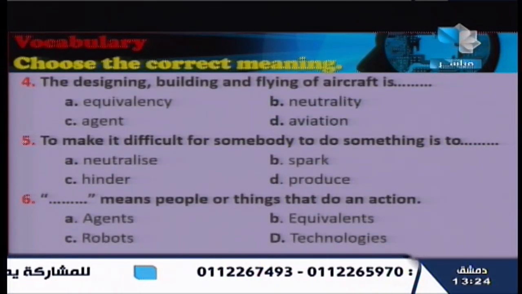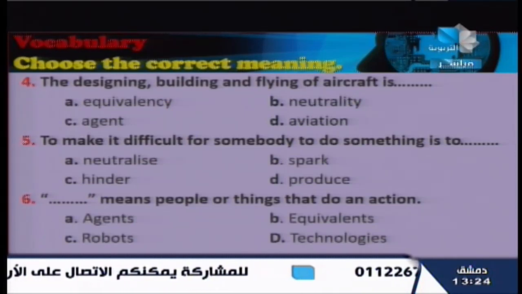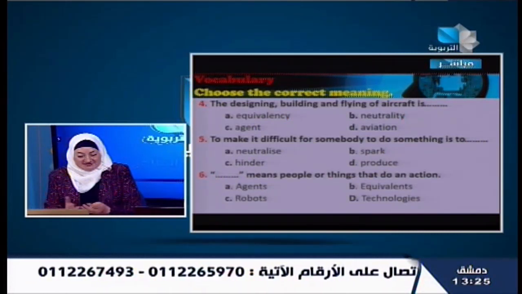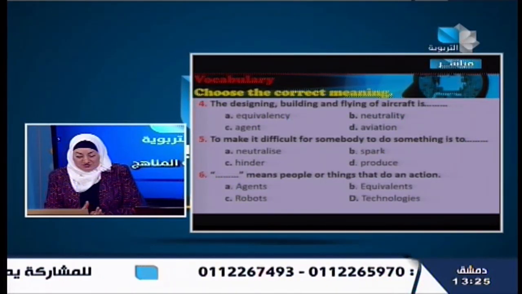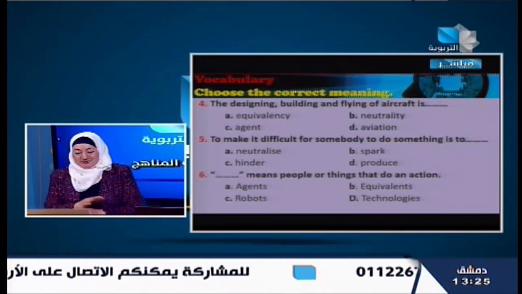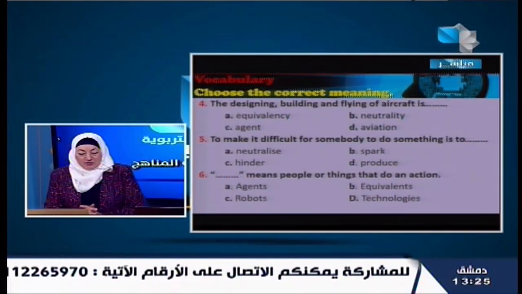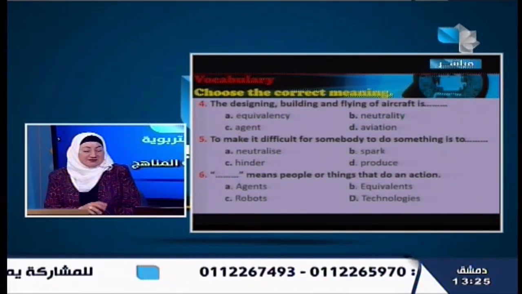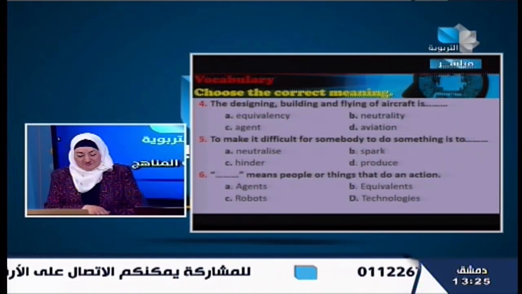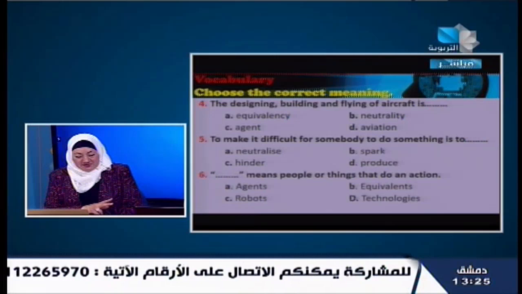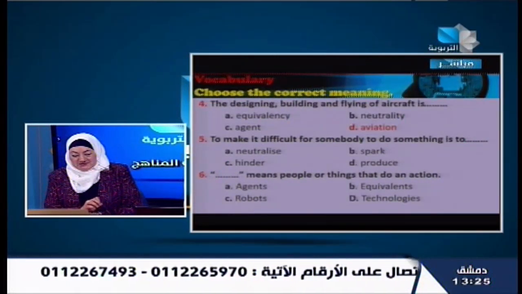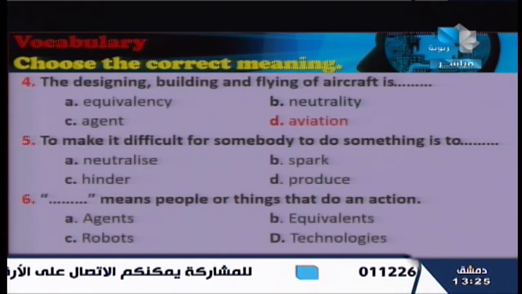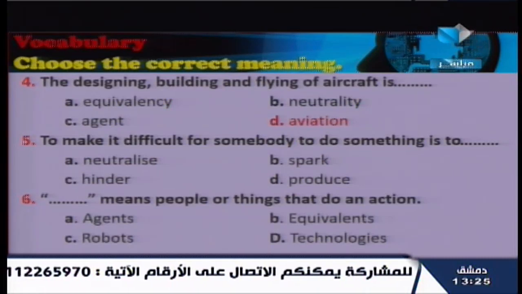Next one, please. Number 4. The designing, building, and flying of aircraft is called... We mean planes. So is it equivalency? Surely not. Is it neutrality, to be on neither side, to support no one? Or agent, or aviation? Surely aviation. It is about aircraft, about planes, the science that studies this. Number 5. To make it difficult for somebody to do something is to either naturalize, spark as a verb, hinder, or produce. Hinder is the exact meaning.